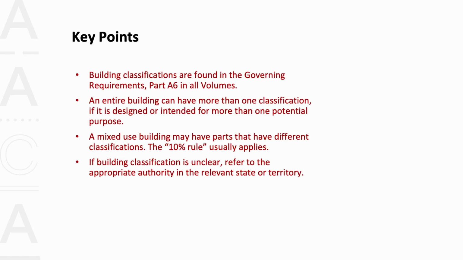So some key points. Building classifications are found in the governing requirements, Part A6, in all volumes. A mixed-use building may have parts that are different classifications and the 10% rule applies. An entire building can have more than one classification if it is designed or intended for more than one potential purpose. If a building classification is unclear, refer to the appropriate authority in the relevant state or territory.